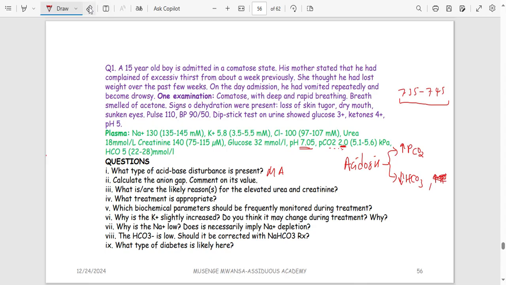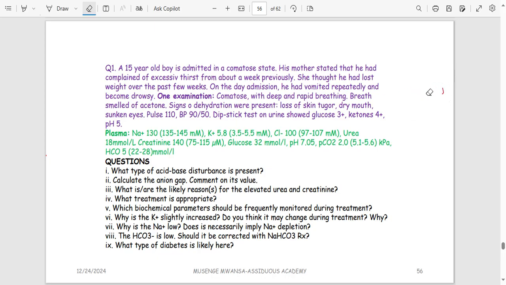Hope that's okay. The second part is saying calculate the anion gap and comment on its value. How do we calculate the anion gap? Anyone to help us? Actually, when you see a question where they're asking about anion gap, just know there is metabolic acidosis, because that's why we apply the anion gap in metabolic acidosis.